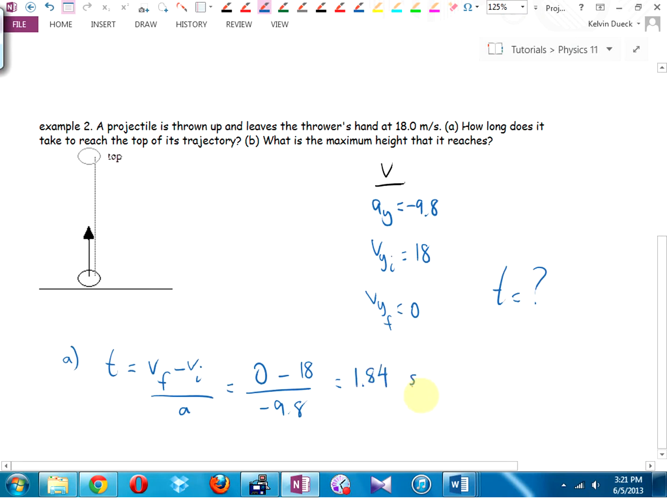Okay. By the way, are we starting on the ground in this question? Look at the picture. Yes? Are we ending up back on the ground in this question? I think so. What goes up must come down. So I know something else. What's the final vertical velocity right when I hit the ground? Not after. Negative 18. What's the time of flight, total time?